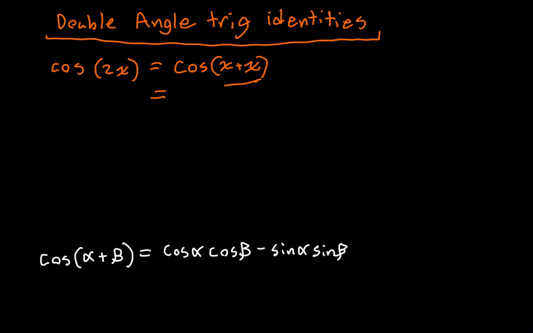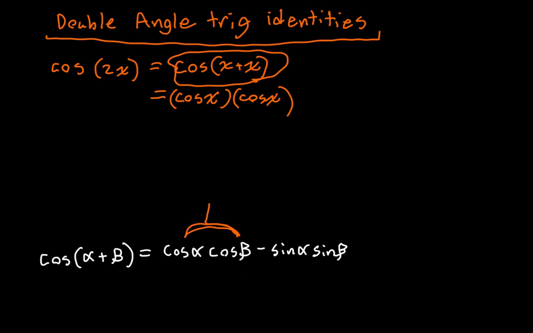So this expression here, our value cosine of x plus x, is going to be the same as cosine of x times cosine of x, right? Cosine of beta and cosine of alpha are both going to be cosine of x in this example. So that's just going to be cosine of x times cosine of x, and then minus sine of x times sine of x. Isn't that funny? Now let's simplify this out a little bit. This is going to be the same as cosine squared of x minus sine squared of x.